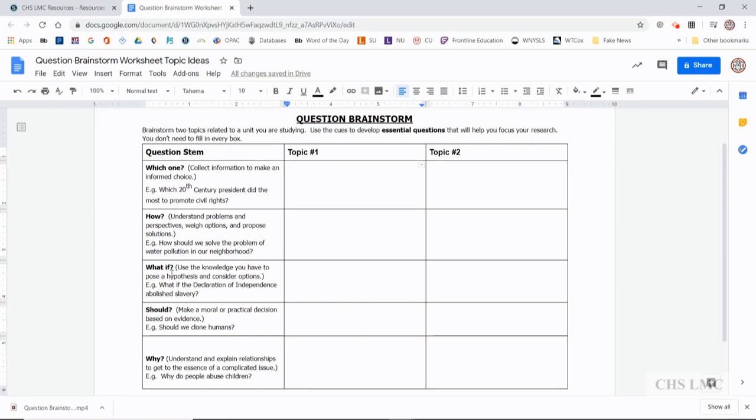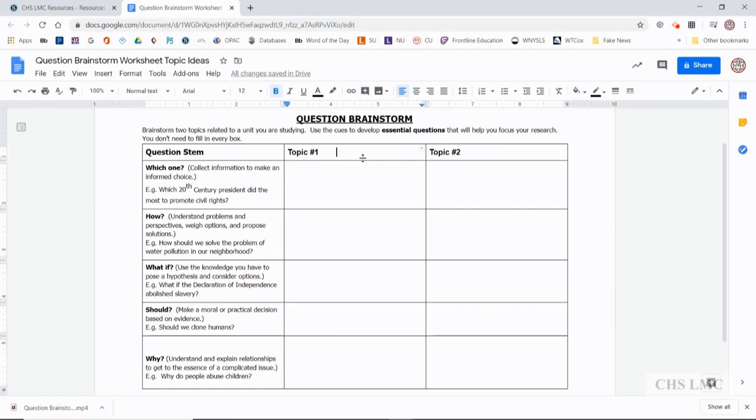You can ask a question like, what if? Use knowledge you have to pose a hypothesis or consider options. Example, what if the Declaration of Independence abolished slavery? Good question. Should. So make a moral or practical decision based on evidence. Should we clone humans? And then the final, why. Understand and explain relationships to get to the essence of a complicated issue. Example, why do people abuse children?